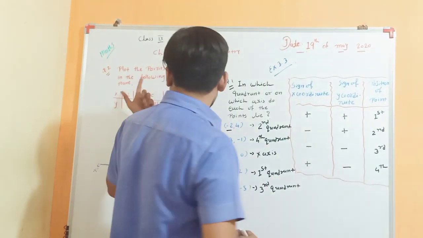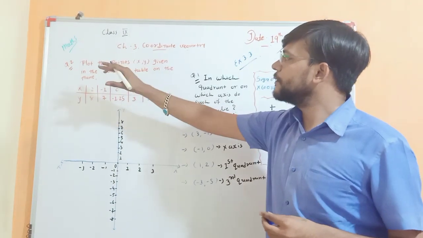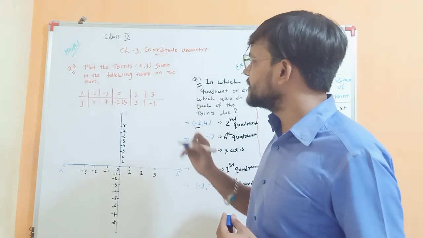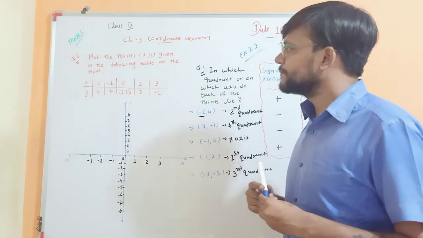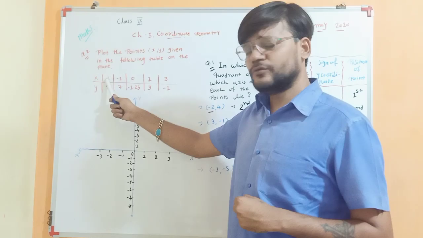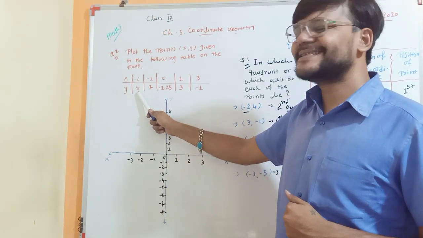Now we are moving towards question number 2. And question number 2 is: plot the points having x coordinates and y coordinates in the following table on the plane, right? Now, the first point represents minus 2. That means the x coordinate is minus 2 and y coordinate is 8.